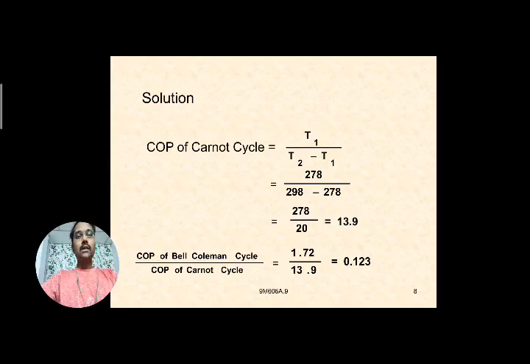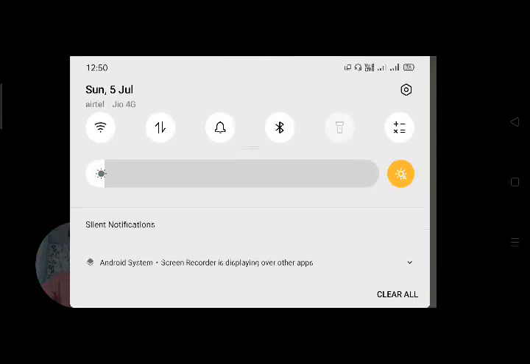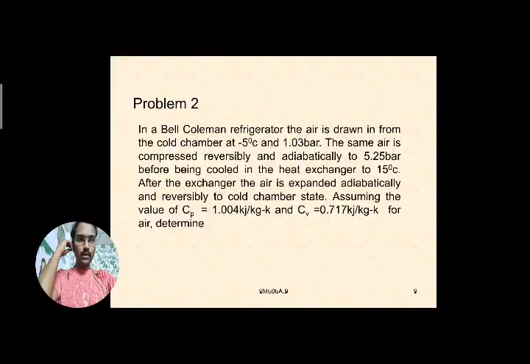Similarly, we will see another model of problem. It's problem 2. In a Bell-Coleman refrigerator, the air is drawn from the cold chamber at minus 5 degrees centigrade and 1.03 bar. The same air is compressed reversibly and adiabatically to 5.25 bar before being cooled in the heat exchanger to 15 degrees centigrade. After the exchanger, the air is expanded adiabatically and reversibly to the cold chamber state.